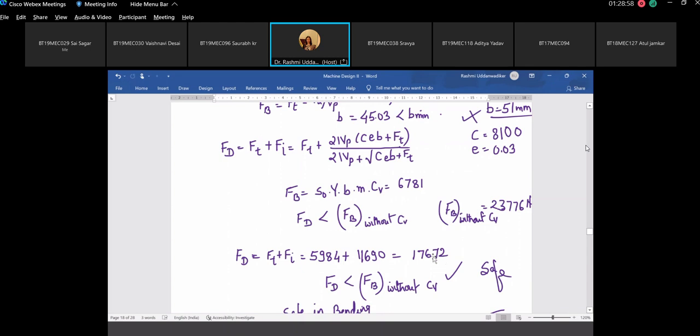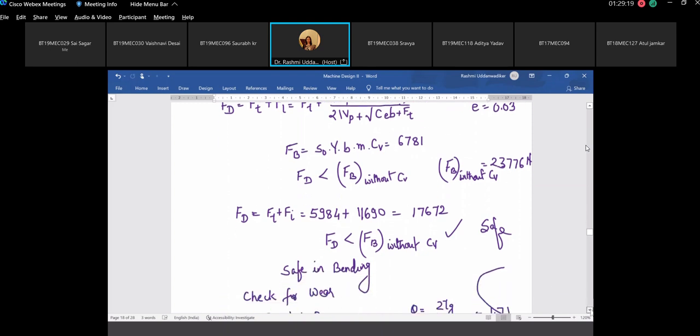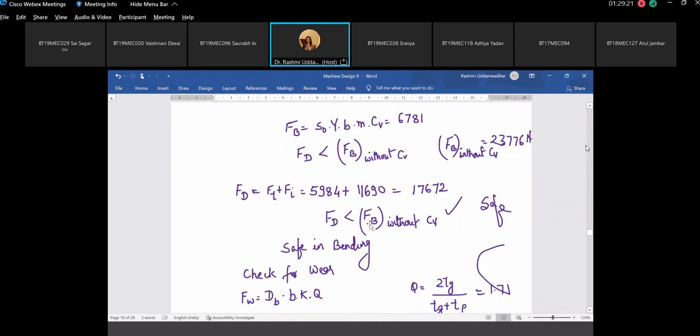The moment this is more than FB, you have to increase the value of B, make it 9M or 10M or 12M. Don't exceed beyond 12.5M. If you reach 12.5M and it is still not safe, then we increase the value of M. In this particular problem, we fortunately got FD less than FB without CV. You have to keep in mind that this should be without CV.